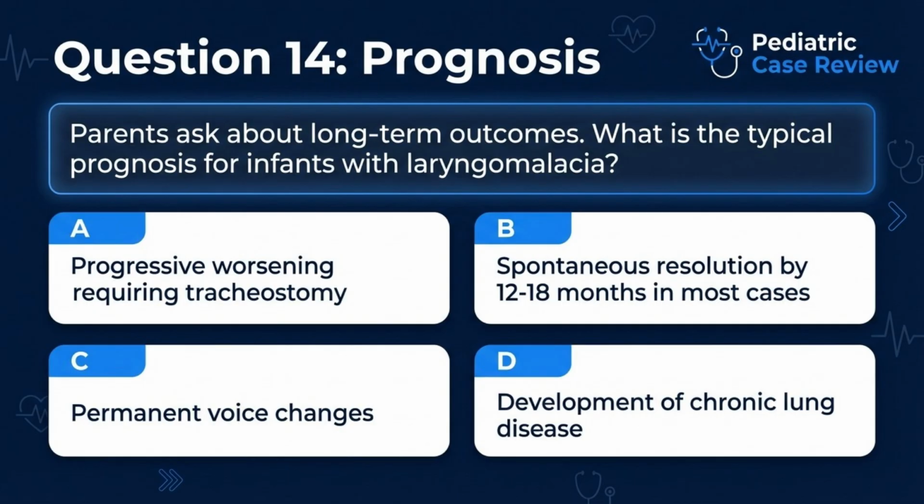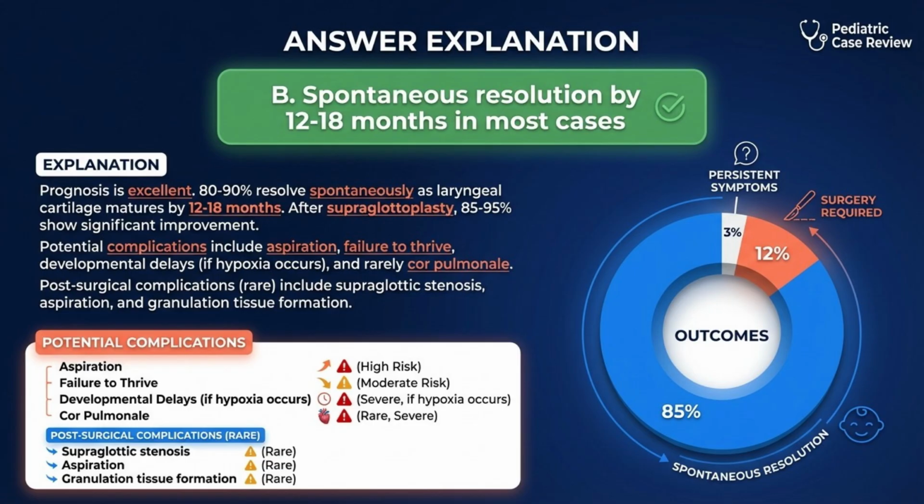During a follow-up appointment, the parents of an infant with mild laryngomalacia ask about the expected long-term outcomes. What is the typical prognosis for infants diagnosed with this condition? Option 1, progressive worsening requiring a tracheostomy. Option 2, spontaneous resolution by 12 to 18 months in most cases. Option 3, permanent voice changes. Option 4, development of chronic lung disease. The correct answer is option 2, spontaneous resolution by 12 to 18 months.